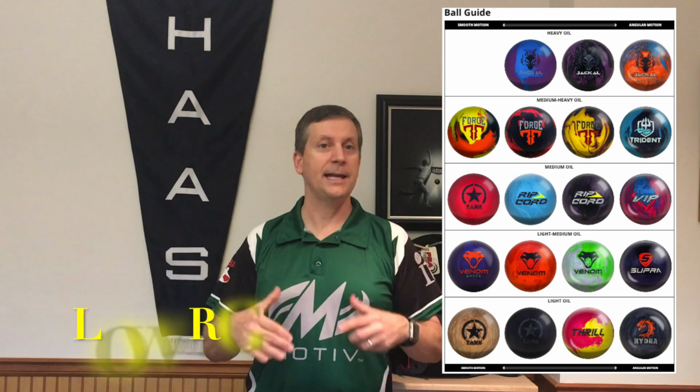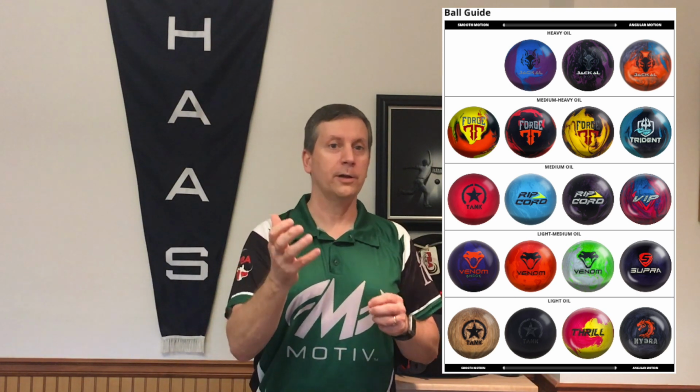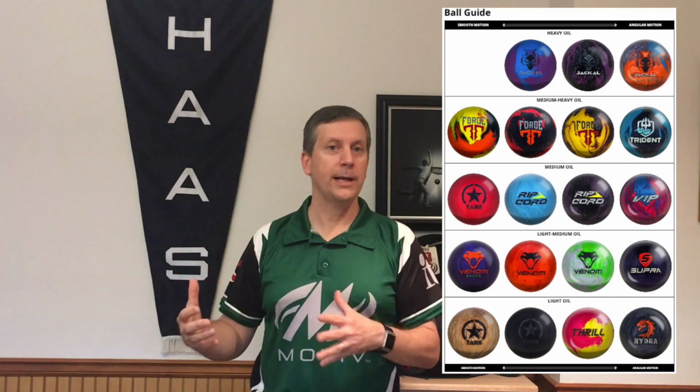We can also go left and right on this ball chart. Balls that are on the left tend to be low RG balls. These balls rev up sooner, they rev up quicker, they use energy more quickly. That tends to make the ball more controllable and more rolling on the back part of the lane. It looks more like a banana.